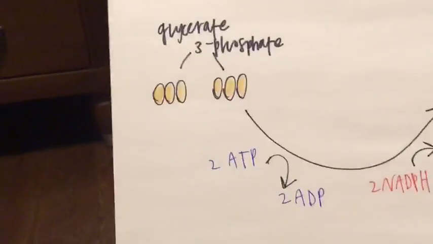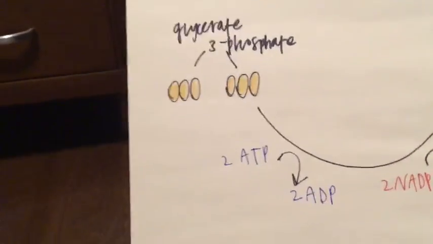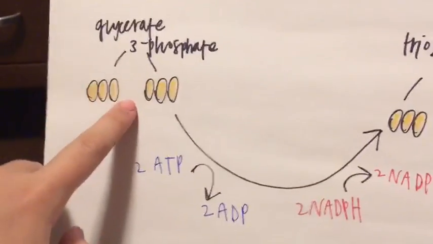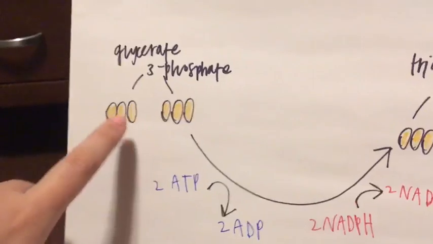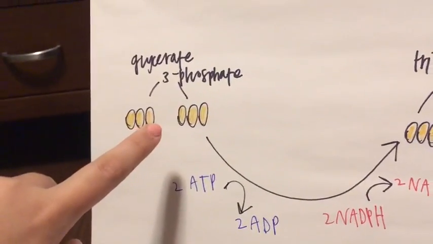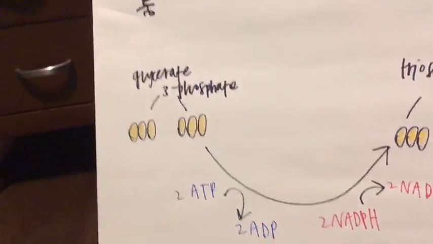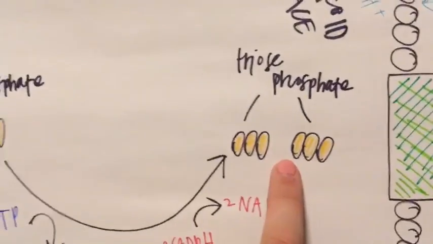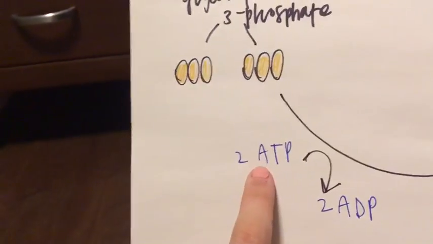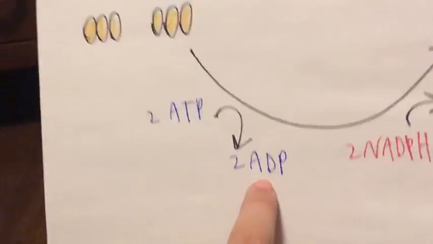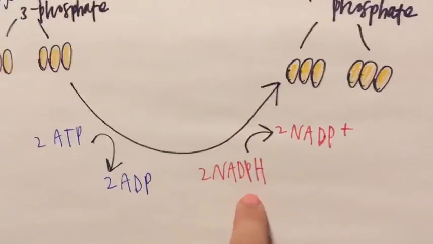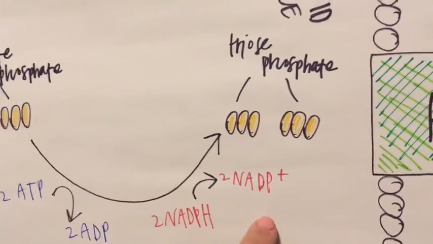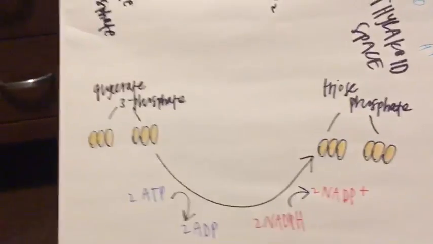And then in the stroma, the 2 3-GPs, or G3Ps, the glycerate 3-phosphates, are reduced to 2 triose-phosphates, which happens when 2 ATPs are converted to 2 ADPs and 2 NADPHs are reduced to 2 NADPs. These 2 NADPs are used in the light-dependent reactions.